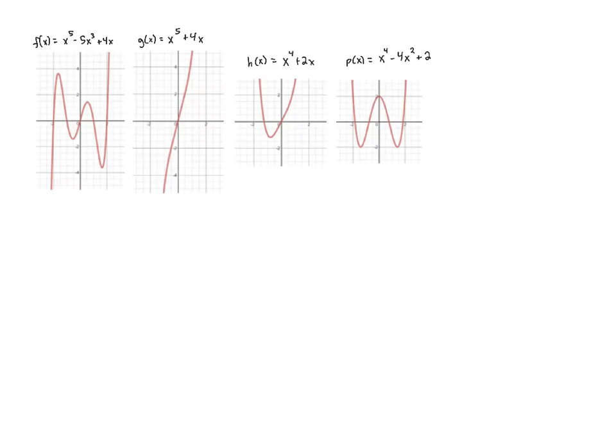Here we have the graphs of 4 polynomial functions. The first two are 5th degree functions, and the last two are 4th degree functions. For the 5th degree functions, these have a couple of things in common and a couple of things that are different. What they have in common is that as we go to the right, at the end, we're increasing, and as we go to the left, we're going downward.